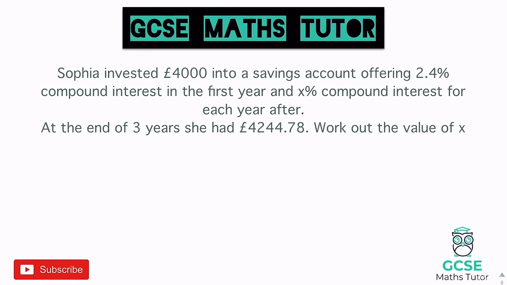Okay, so Sophia invested £4,000 into a savings account. We've got 2.4% interest in the first year and X percent compound interest for each year after. At the end of 3 years, she had £4,244.78, work out the value of X. So we can actually work out year one in this scenario because we know it's 2.4% in the first year.